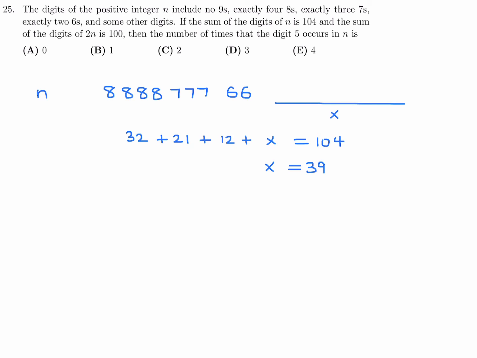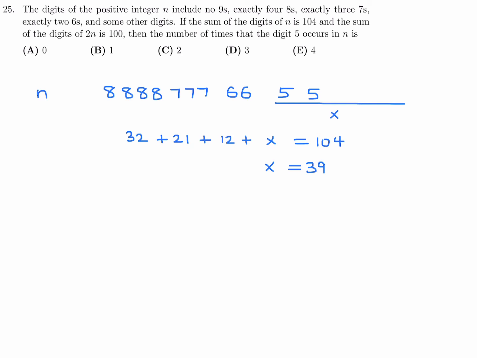So here we go. I looked at the answer choices: 0, 1, 2, 3, 4. Those are my possibilities. They want me to figure out how many 5s occur in this group. So let's go right down the middle and see if 2 works. So I've got 2 5s in here, 5, 5. That means the other digits have to add up to 29, because 5 plus 5 is 10.